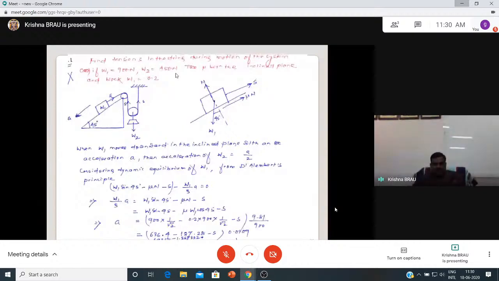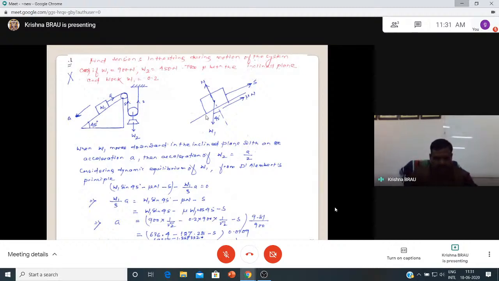When one moves downwards in the inclined plane with an acceleration A, this problem we have already done. This is x1, this is 2x1. You differentiate: x1 dot to x1 dot, x2 dot to x2 dot. Then x2 dot is equal to x1 dot by 2. Obviously W2 acceleration is A by 2, and W1 is A. And this is how we will consider the accelerations.